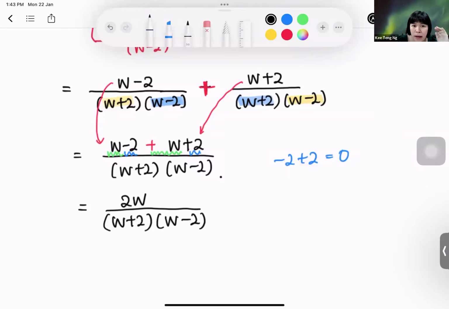Do not anyhow cancel out common factors, because the terms are totally different. This is 2 times w, but this is w plus 2, w minus 2. No common factors at all. So if that's the case, this is the final answer.